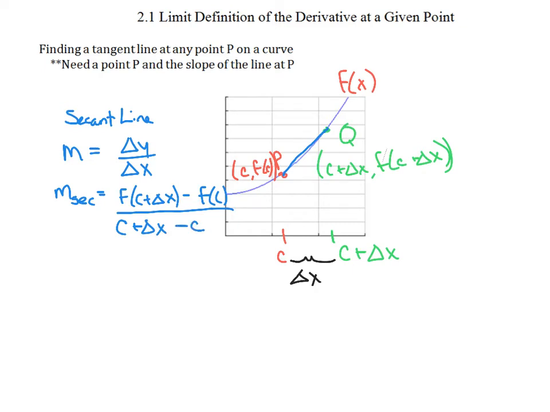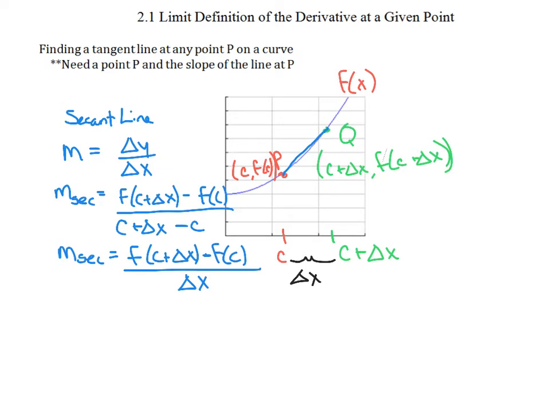So the x-coordinate at Q is c plus delta x, minus the x-coordinate at P, which is c. So to simplify this, we have that the slope of the secant line is equal to f of c plus delta x minus f of c, all over, I subtract the c's, and my denominator is just going to be delta x. Now, that's just a way of coming up with the slope of the secant line between the 2 points.